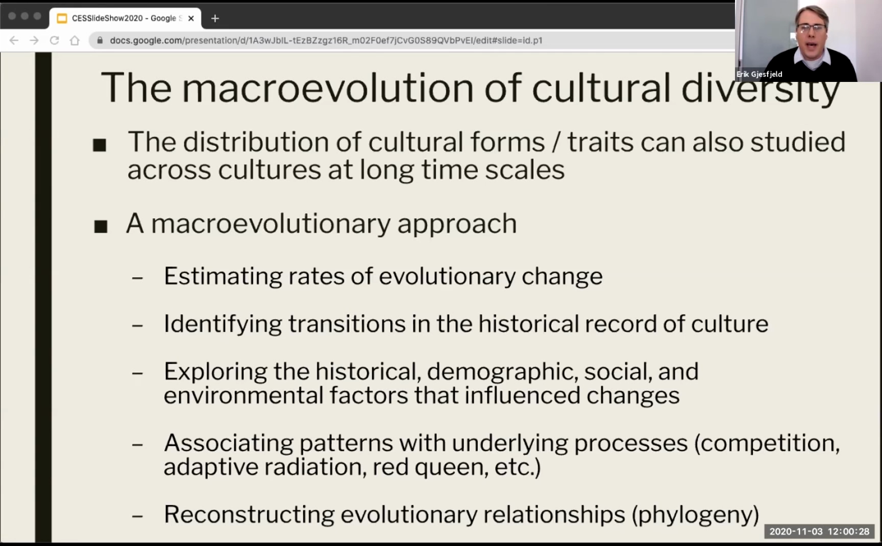So looking at a pattern of distribution of cultural traits and identifying whether this is associated perhaps with a process of competition or adaptive radiation, maybe assessing something like the Red Queen hypothesis. And then what I think the last point here is that often what a macroevolutionary approach is trying to do is reconstruct evolutionary relationships. Often this is through a phylogeny or phylogenetic approach. And that has been sort of the largest focus, I think, of previous research, and one that I'll talk about a little more.